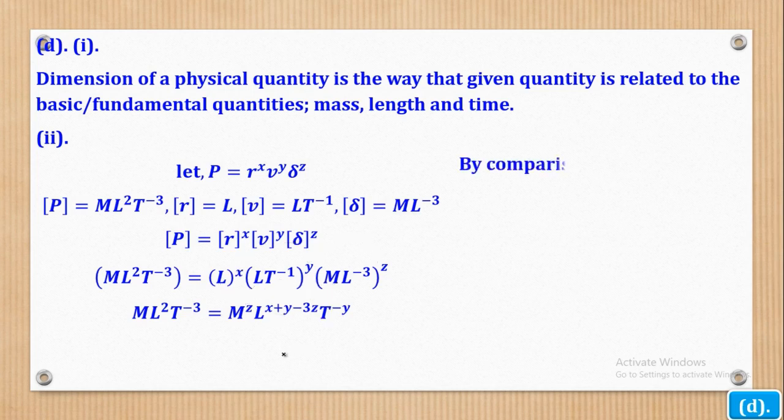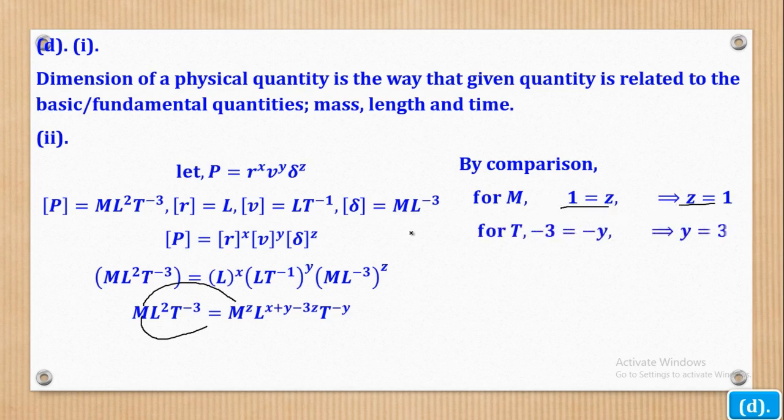So after that I'll start equating. When I start with M, I'll realize that this M the power is 1, and this M the power is Z. Therefore 1 is equal to Z, implying that Z is equal to 1. The next is for T. For T, this side the power is negative 3, and this side the power is negative Y. Therefore negative 3 is equal to negative Y, implying that Y is equal to 3.